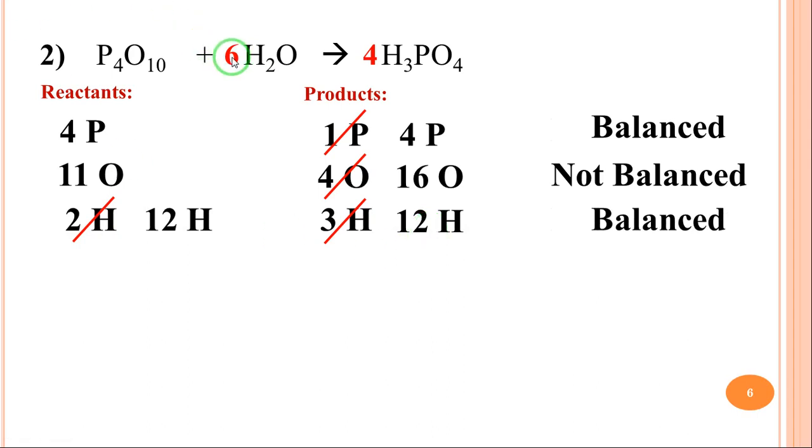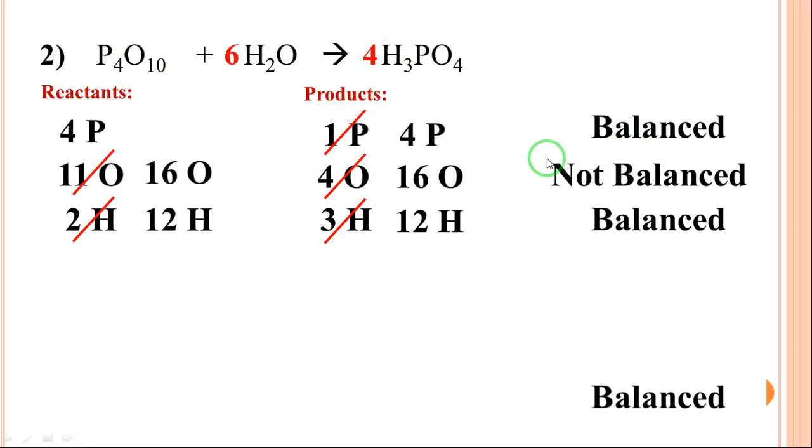Now for the number of oxygen atoms, we have 6 times 1, we have 6 plus 10 coming from P4O10, so we have 16 oxygen atoms in the reactant side and also in the product side, so they are balanced now.